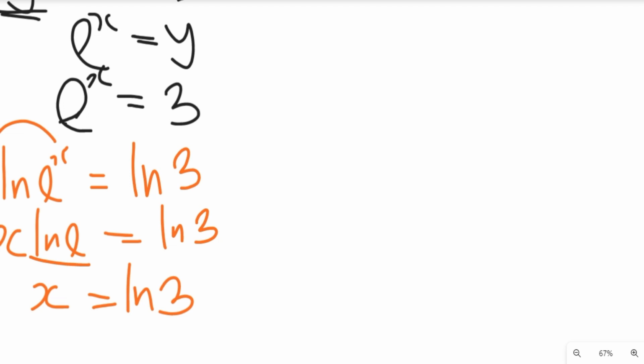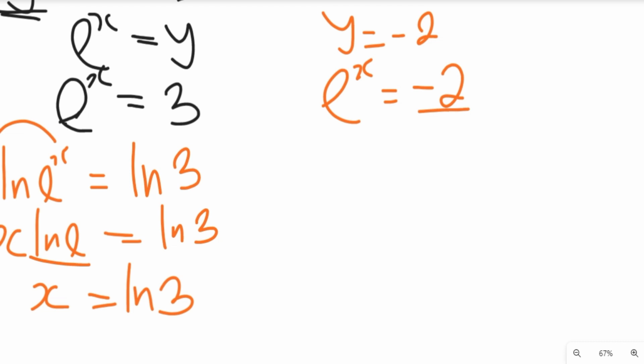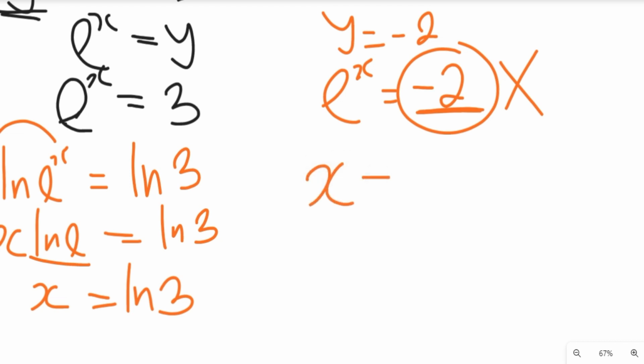For the other expression, we find that y is equal to minus 2. If we put that into the expression, e to the power of x will be equal to minus 2. This expression cannot stand because it is a non-real value. A natural logarithm cannot take a negative number, so we are going to neglect that solution. So the solution to that exponential equation is x equal to ln of 3.